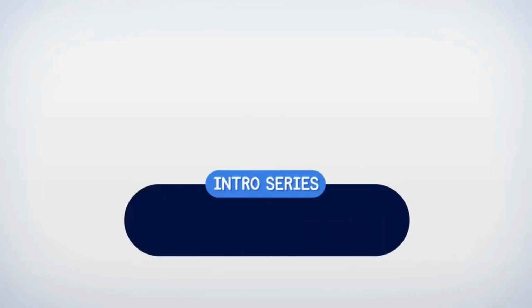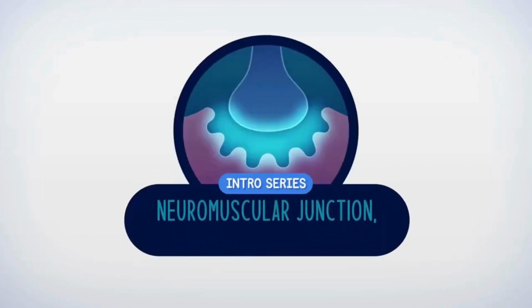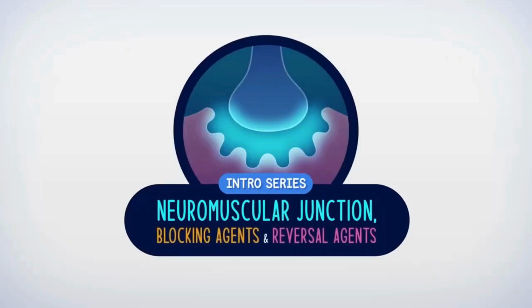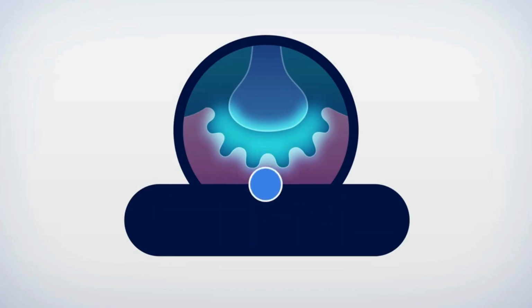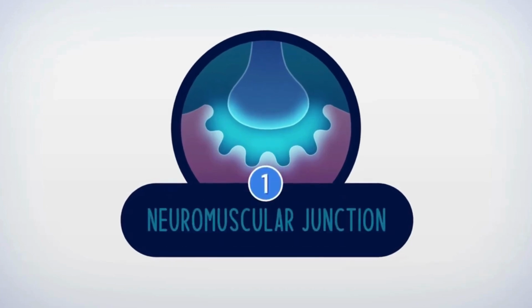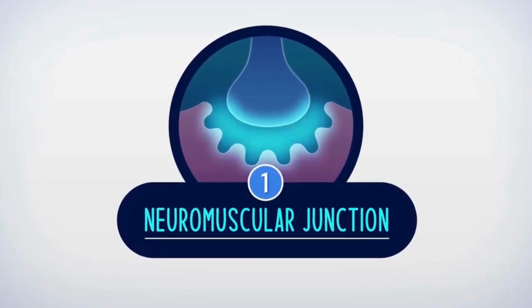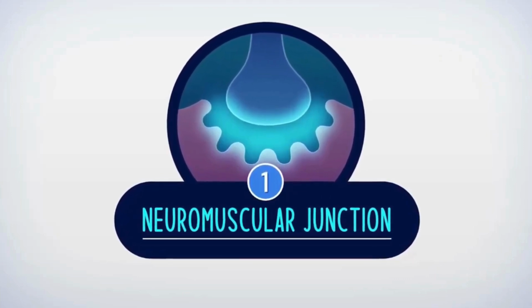Hi, and welcome to this introductory series on the neuromuscular junction. This three-part video series will serve as a basic introduction to the neuromuscular junction, neuromuscular blocking agents, and reversal agents in relation to NMT monitoring. In part 1, we'll be focusing on the neuromuscular junction, and how an action potential generated by a motor neuron results in a muscle contraction.